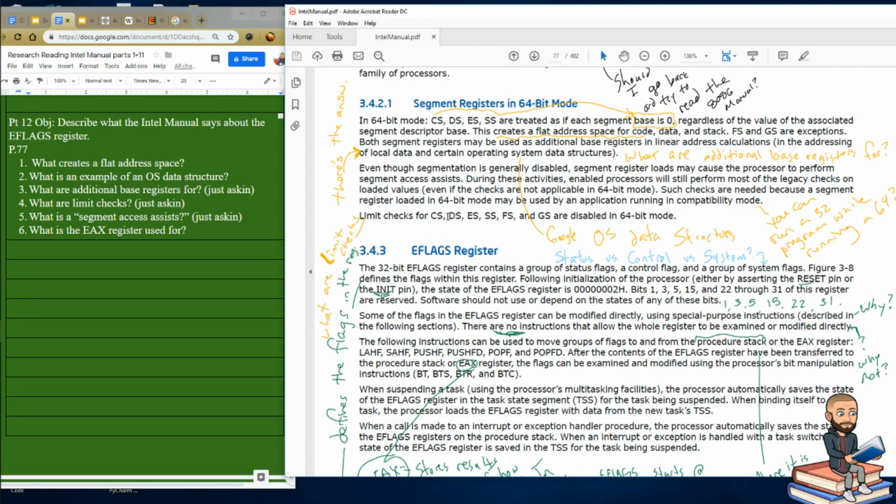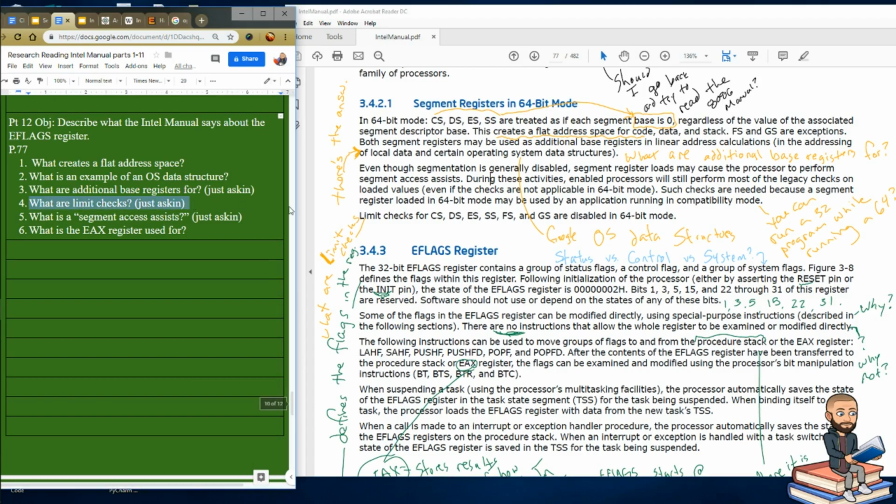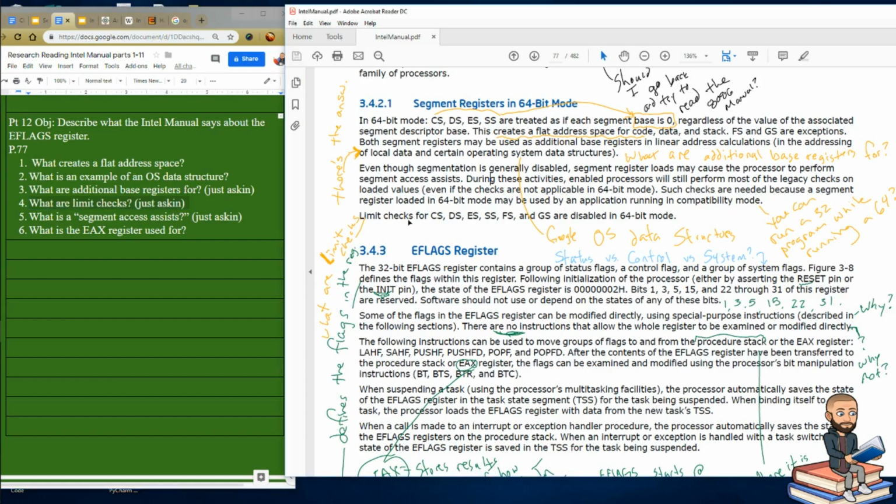So with that said, the section ends by saying limit checks for these registers are disabled in 64-bit mode, and there's another question I seriously don't know the answer for, and that is, what are limit checks? If we're in 64-bit mode, is there no limit to the amount of bits that these registers can have, so therefore there's no reason to check for them?